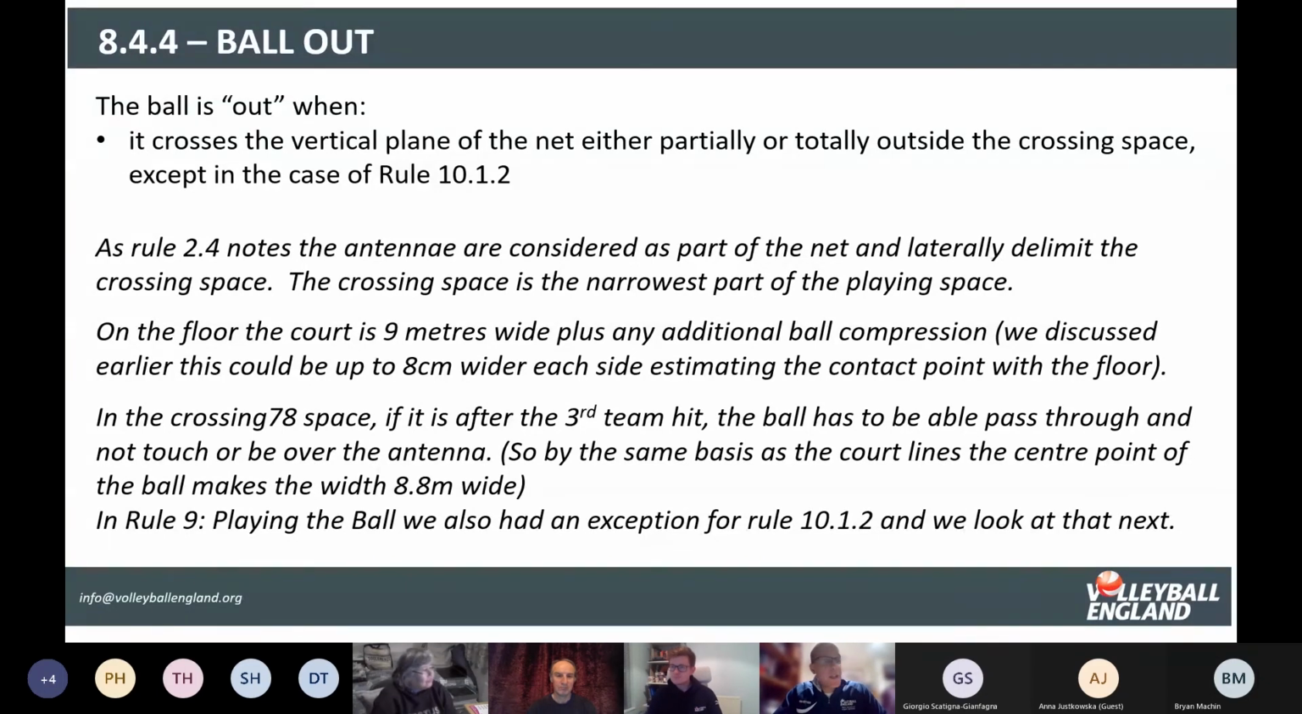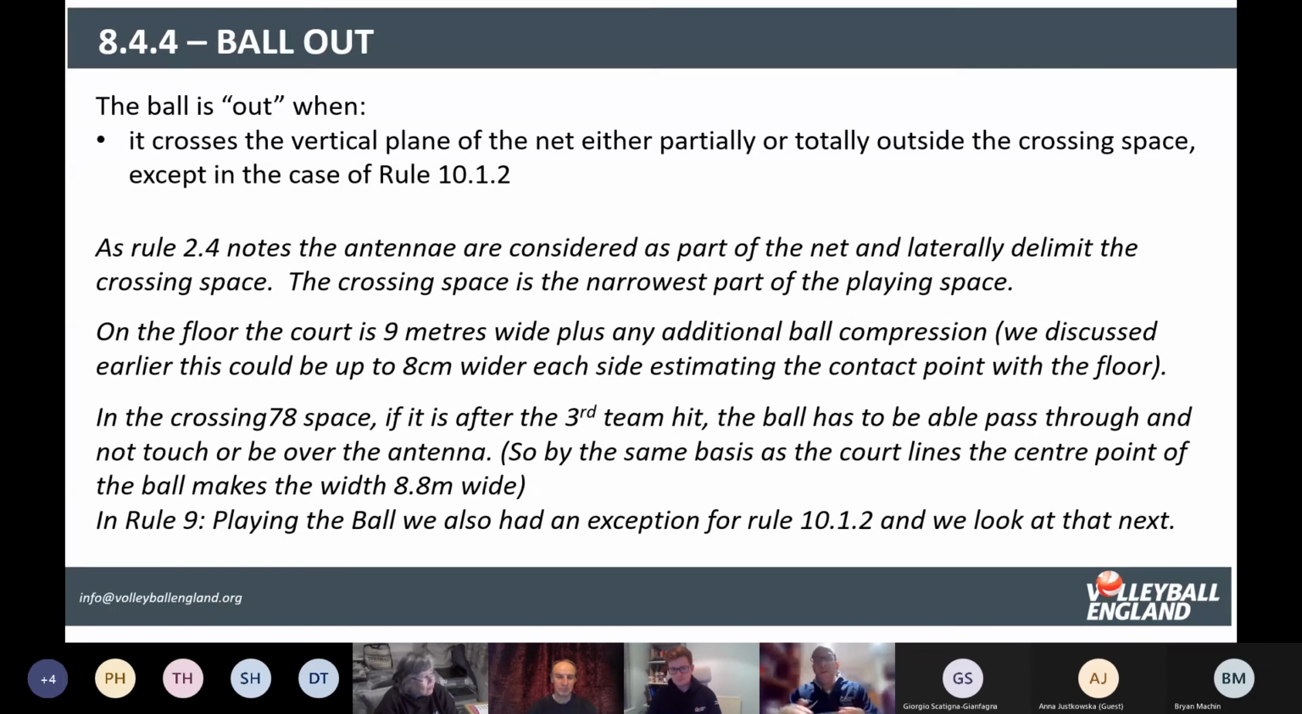And I suspect after these sessions, if you don't know Rule 10.1.2, then it will be one of the rules that you can quote verbatim, I would imagine. Okay, so as Rule 2.4 tells us, the antenna are considered part of the net and laterally delimit the crossing space. And the crossing space is the narrowest part of the playing space.